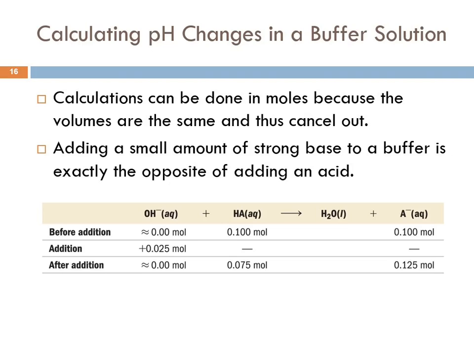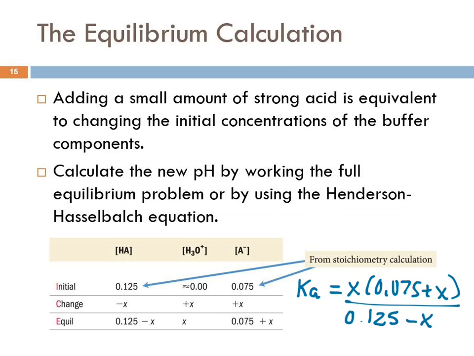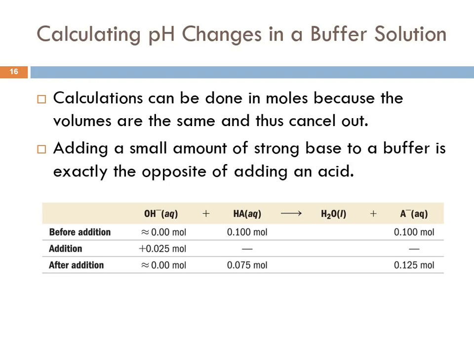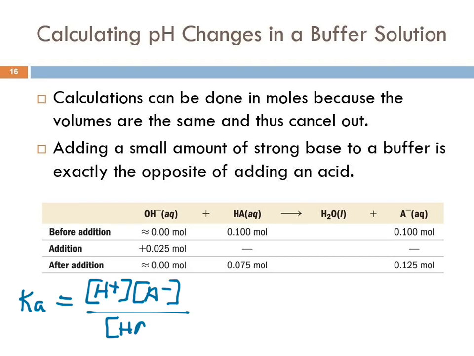So we can do these calculations in moles because the volume is the same. It's all in one solution, right? The volume is the same, and so the volumes would cancel out. Let me draw something down here, and hopefully it'll make sense. So Ka is equal to the H plus times the A minus over the HA, right? This is equal to the number of moles of A minus divided by the volume. And this is equal to the number of moles of HA divided by the volume. And so the volumes cancel out because they're the same. And that's why we can do that.